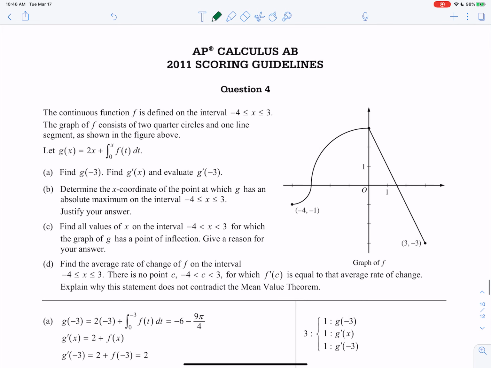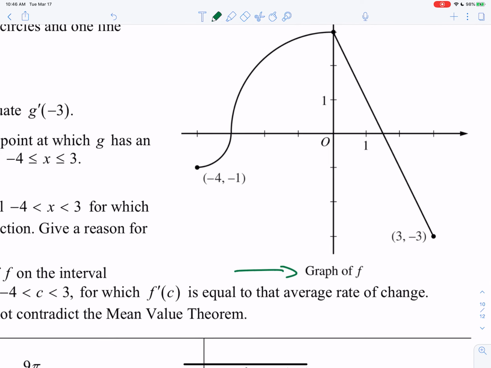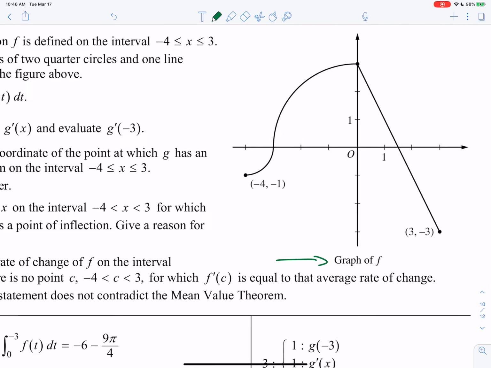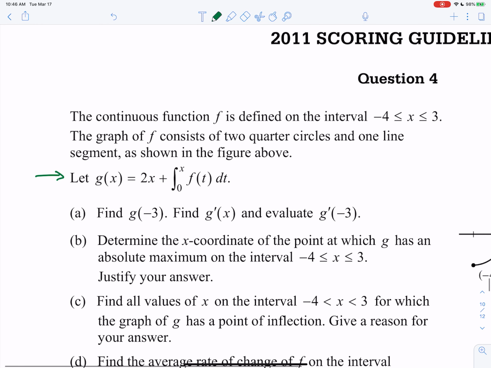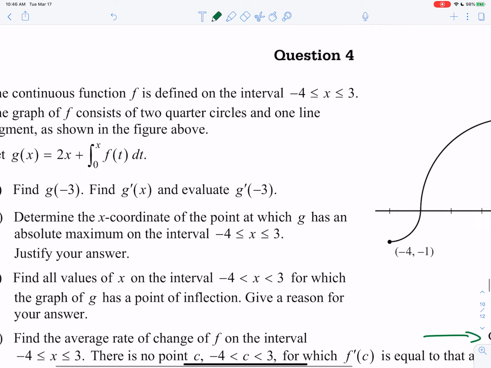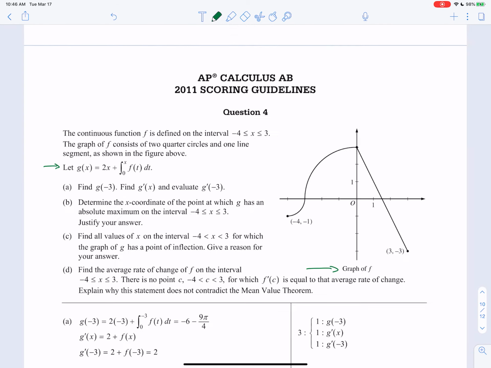Some things to note, this is a graph analysis problem. Make sure that you know what the graph represents. In this particular problem, it's the graph of f. In other problems, it may be different, so just keep that in mind, okay? Usually, they'll introduce a brand new function that is composed of that graph. So here we have g of x, this brand new function that represents 2x plus the integral of f, which in this case is the picture, okay?